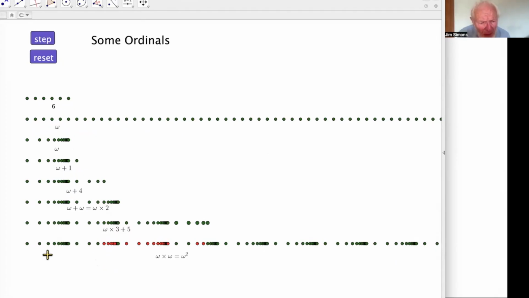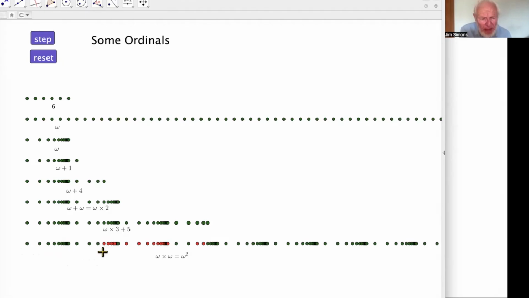Well, of course, if the red dots go right back to the beginning, then there's a leftmost red dot because it'll be this one. If it doesn't, then there are some green dots to the left of all the red dots. So let's take all the green dots that are to the left of all the red dots. Well, there's got to be a next one. It must be red, and it must be the first red one. So that's it. Any subset has a first element.